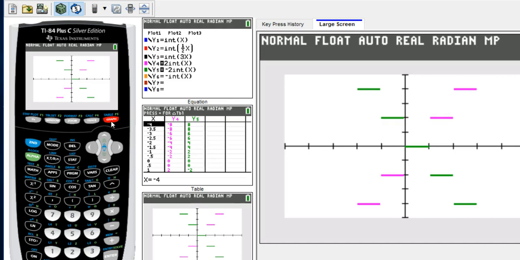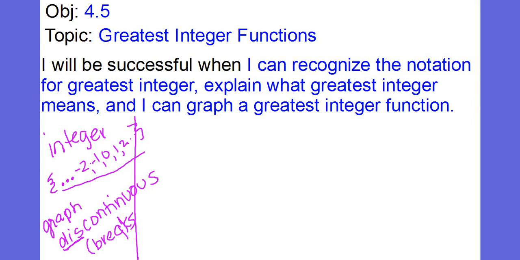So the numbers that are in front of your greatest integer notation will make the graph steps increase or decrease. And the coefficient of x will take the step and either lengthen it or shorten it. Okay? All right, so let's go back now and talk about some more information.